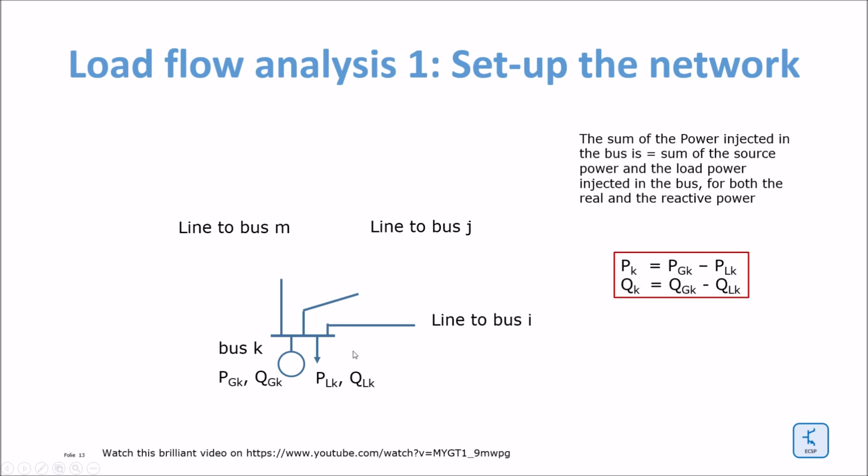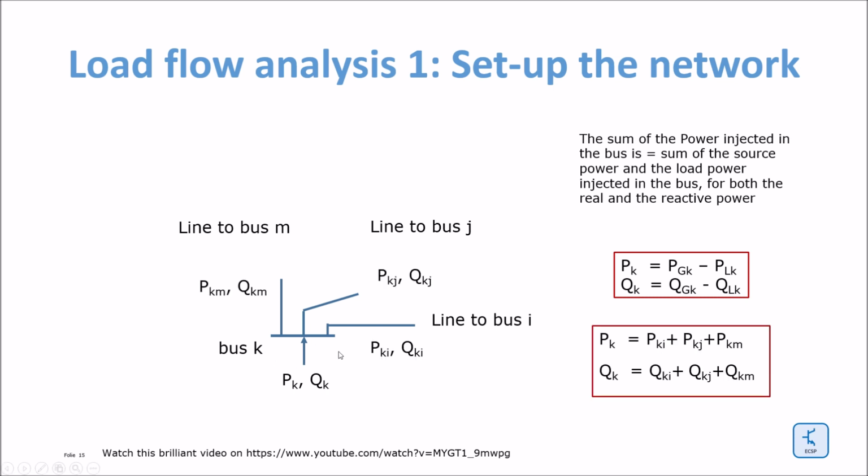The full reactive power injected in the node, Qk, is equal to Qgk, which is the generation, minus Qlk, the load. Therefore, we can now simplify our injected power into the node a little bit. You see that instead of having a separate injection for the generation and a separate injection for the load, we now have one common injection, Pk and Qk, for the bus number K.